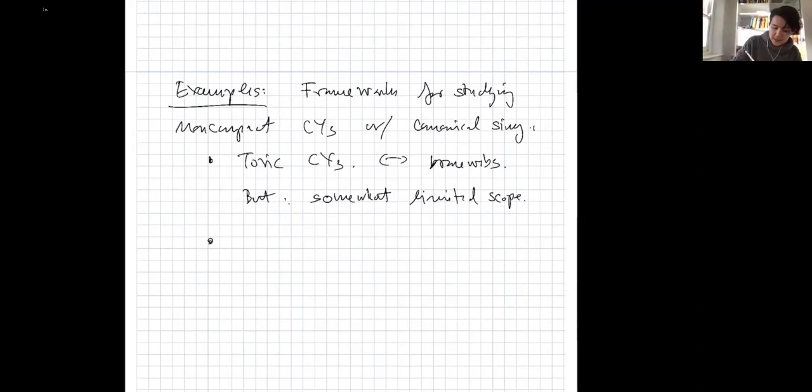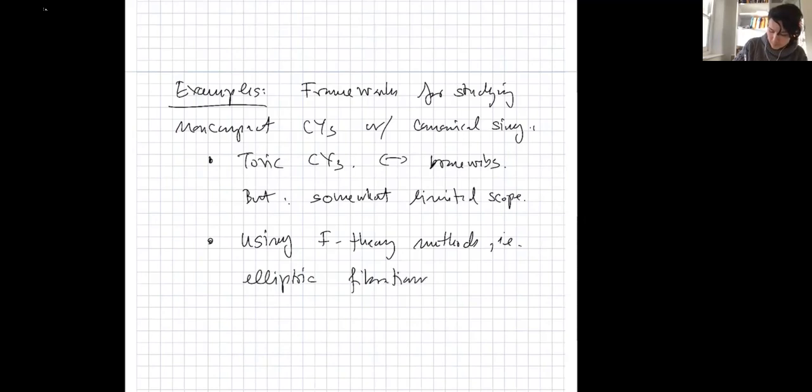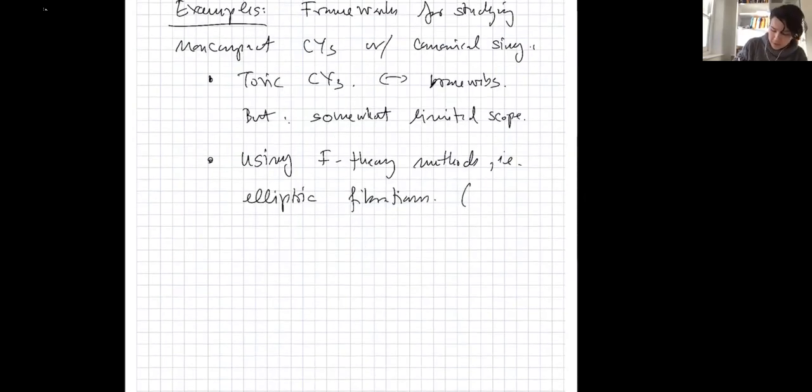geometries for 5D SCFTs. So using what you might call F-theory methods to, so what this means in plain English is, i.e. elliptic models, and so this is motivated by the 6D classification.